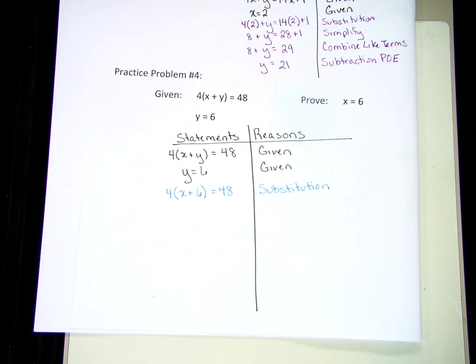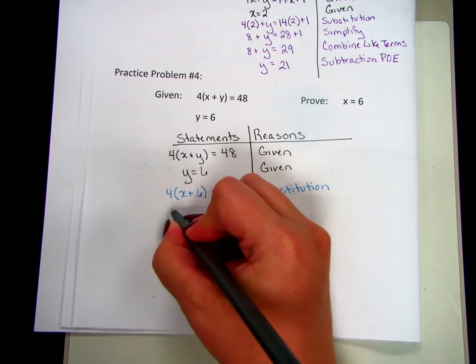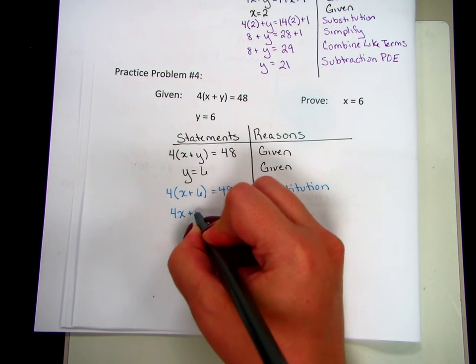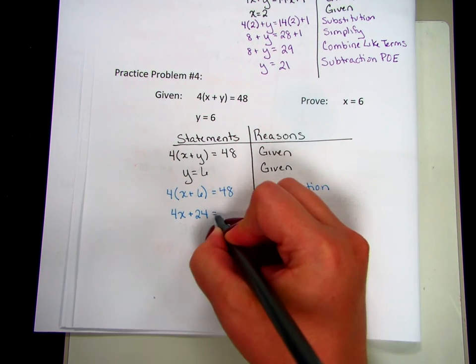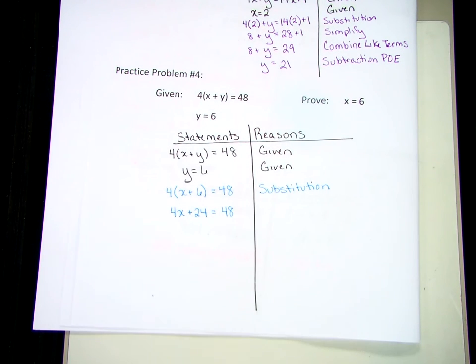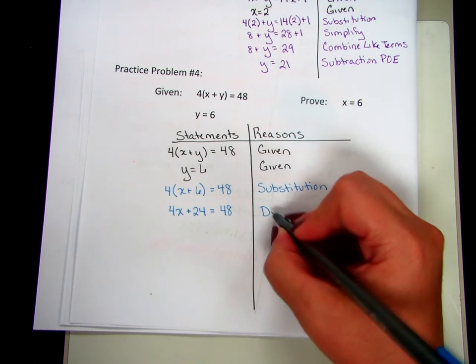All right, now what do we want to do? Distribute. So if I distribute, 4 times x is 4x, and 4 times 6 is positive 24, equals 48. And that, what's my reason? Distribution, or distributive, or distribute.